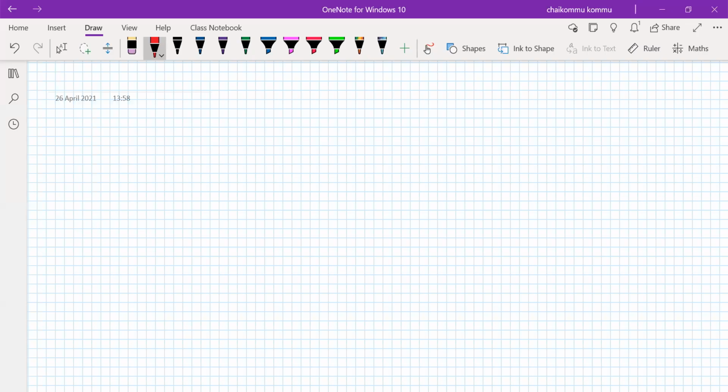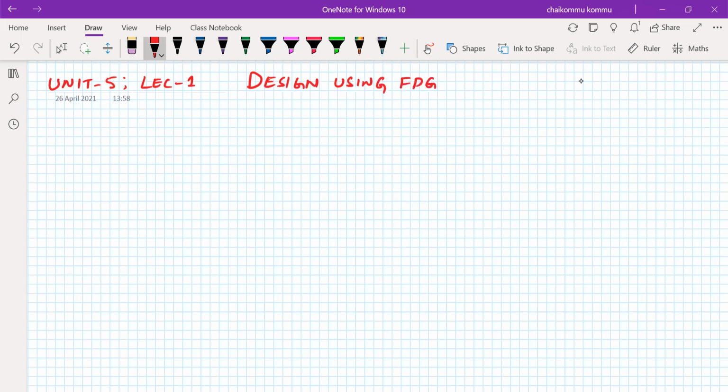Today we are going to look at unit number 5. It is lecture number 1. So, this unit is designing with FPGAs. Okay, design. So this is the topic that we need to discuss in this unit. Okay, let us discuss what exactly the meaning of this is.